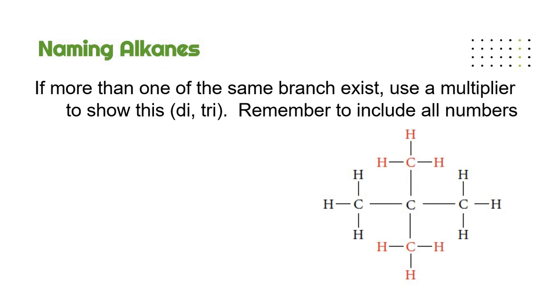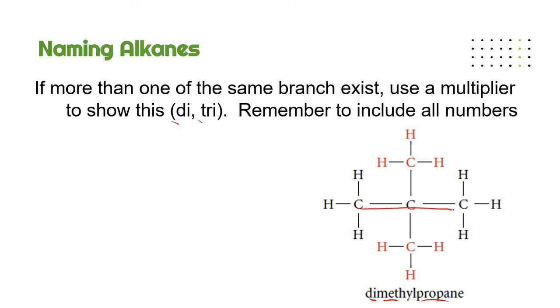Alright, next. Naming alkanes. If more than one of the same branch exists, use a multiplier to show this. So we have multipliers such as di, tri, or what other multipliers? We have tetra, penta, and so on. Okay, so this one is named as dimethylpropane.